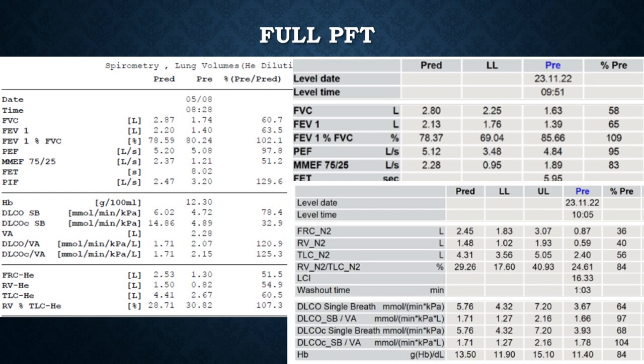That 60% to 56% here. So you know the patient had initial improvement, but there was subsequent worsening, and your X-ray didn't contribute much, but the lung function has significantly dropped.